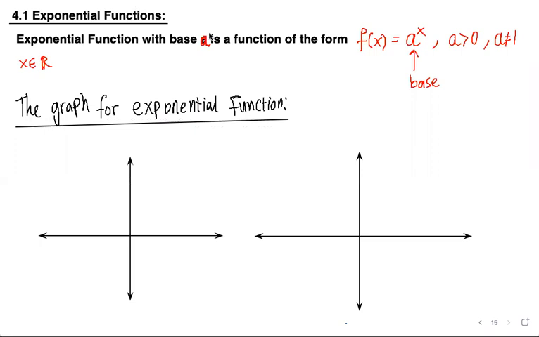So the graph in general will be something like that. Here it will be close to the x-axis, but it will not touch the x-axis. This means the x-axis here is a horizontal asymptote. Or the other graph of the exponential function will be something like this.